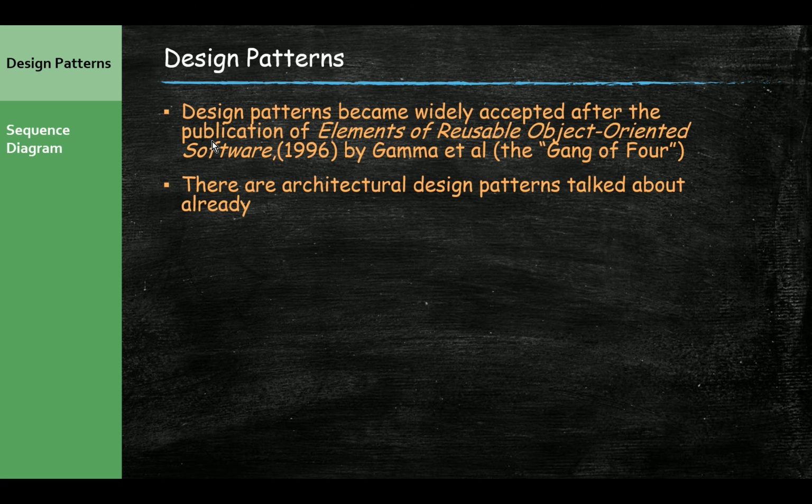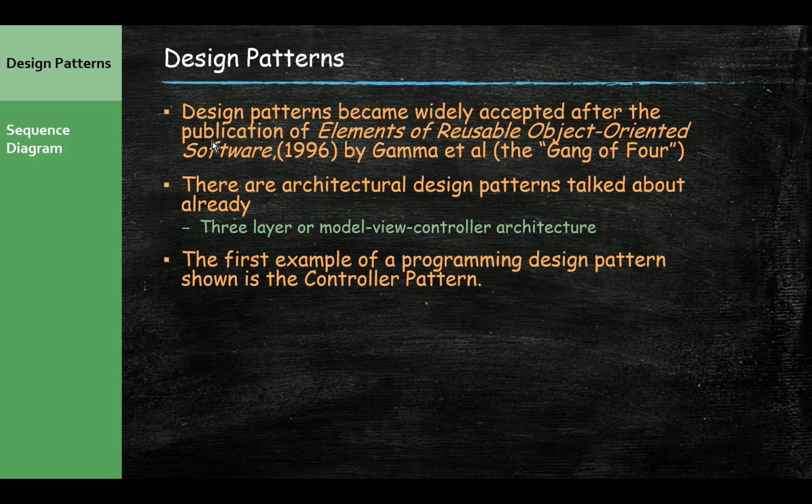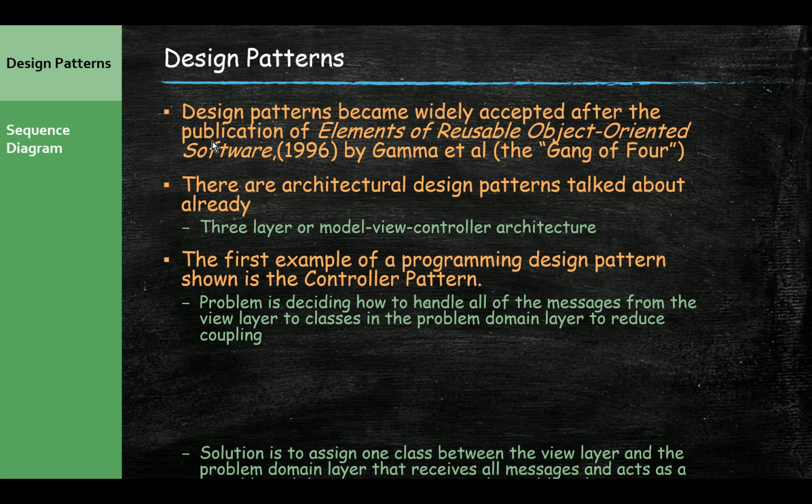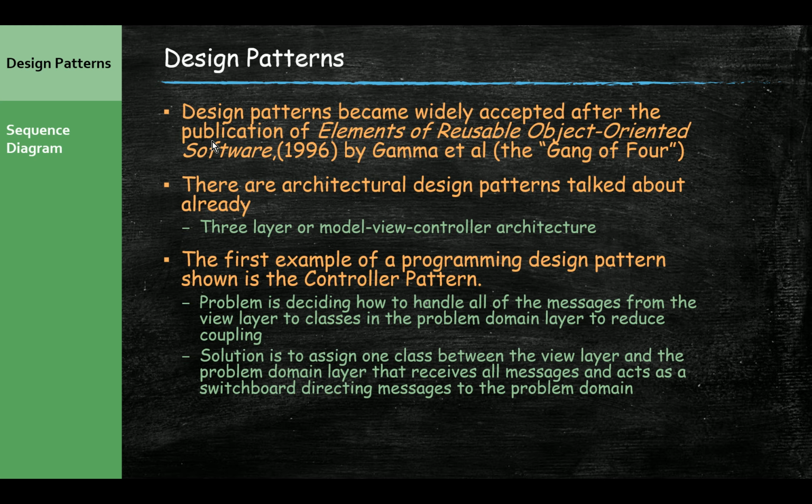So there are architectural design patterns, which we talked about already. That would be things like the 3-layer or model view controller architecture. The first example of a programming design pattern shown is the controller pattern. The problem is deciding how to handle all these messages from the view layer to classes in the problem domain layer to reduce coupling. So the solution is to assign one class between the view layer and the problem domain layer that receives all messages and acts as a switchboard, directing messages to the problem domain.